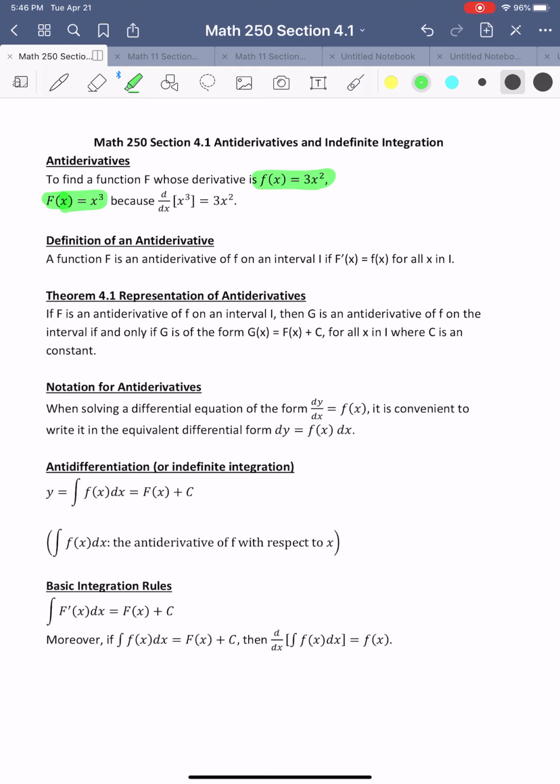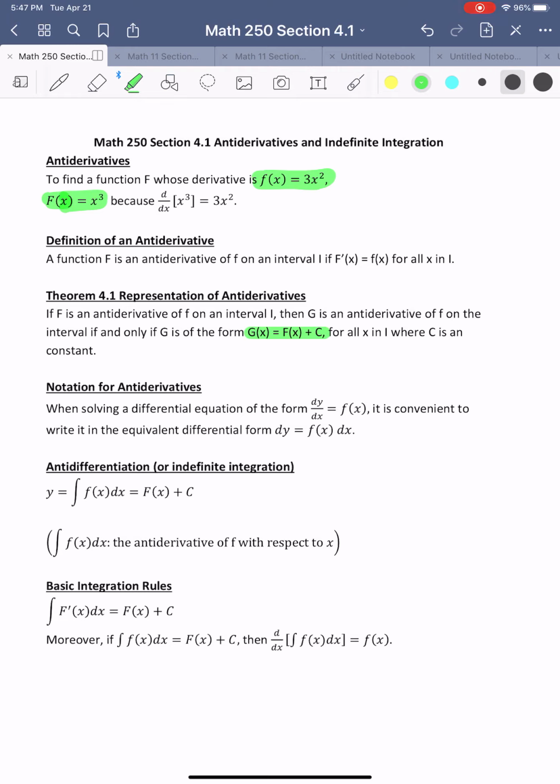Definition of the antiderivative: a function F is an antiderivative of a function f on the interval I if F prime of x equals f of x. And then theorem 4.1, representation of antiderivatives. If F is an antiderivative of f on the interval I, then G is an antiderivative of f on the interval if and only if G is of the form G of x equals F of x plus c, for all x in I, where c is a constant.